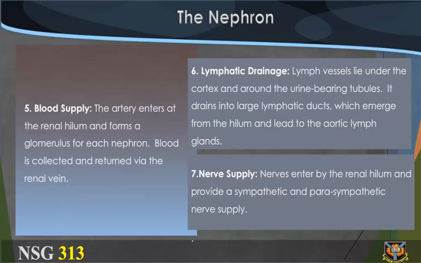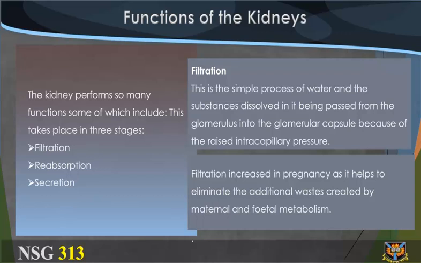7. Nerve supply. Nerves enter by the renal hilum and provide a sympathetic and parasympathetic nerve supply. Functions of the kidneys. The kidney performs many functions, which take place in 3 stages: filtration, reabsorption, secretion.